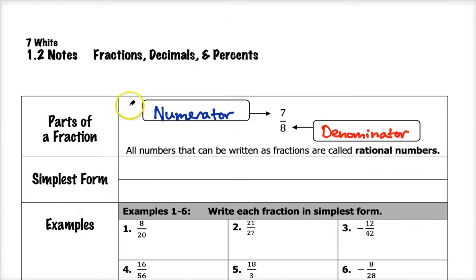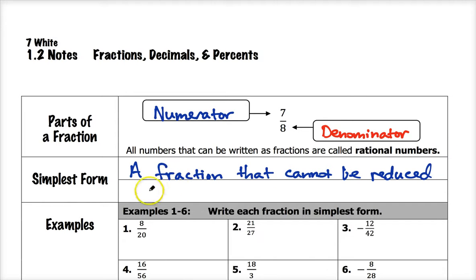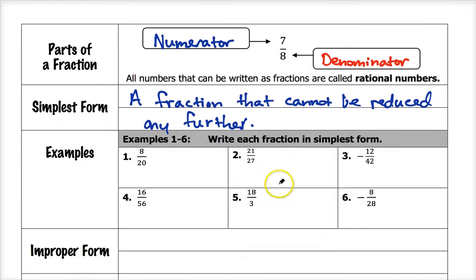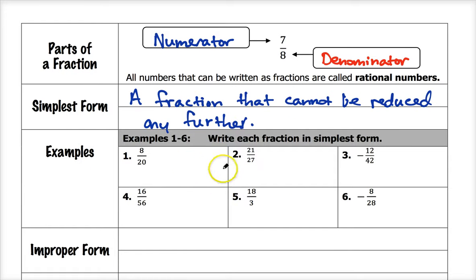Simplest form of a fraction just means a fraction that cannot be reduced any further. A fraction is in simplest form when it cannot be reduced any further. So in examples 1 through 6 here, we're just going to take each of these fractions and write them in simplest form. Again, that's just another way of saying reduce each of the fractions here.